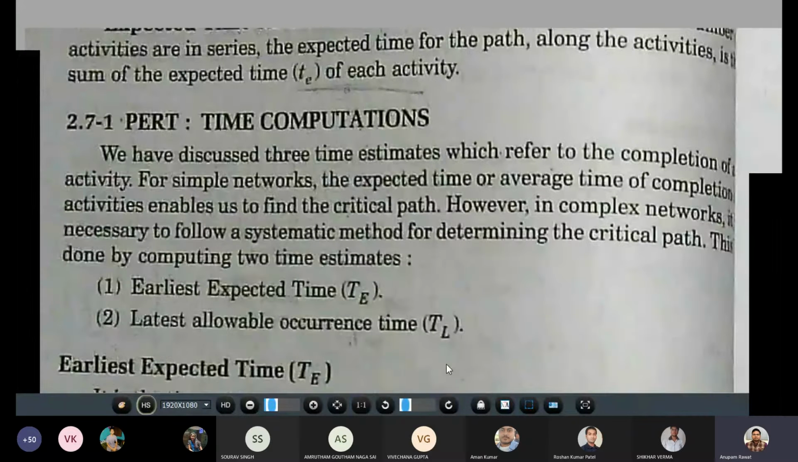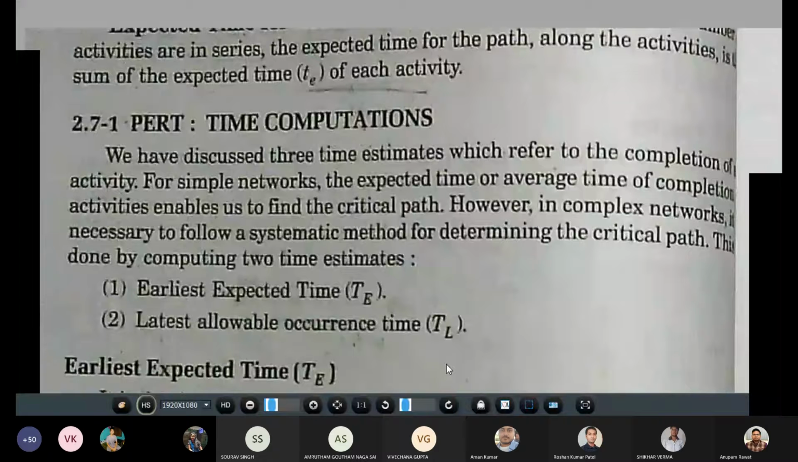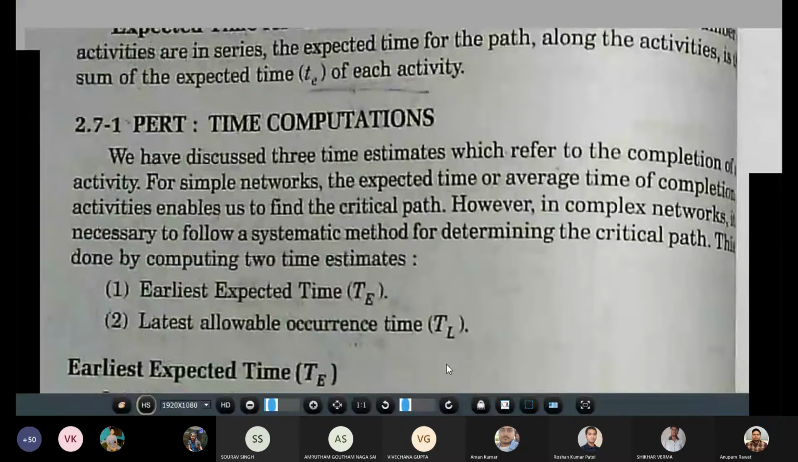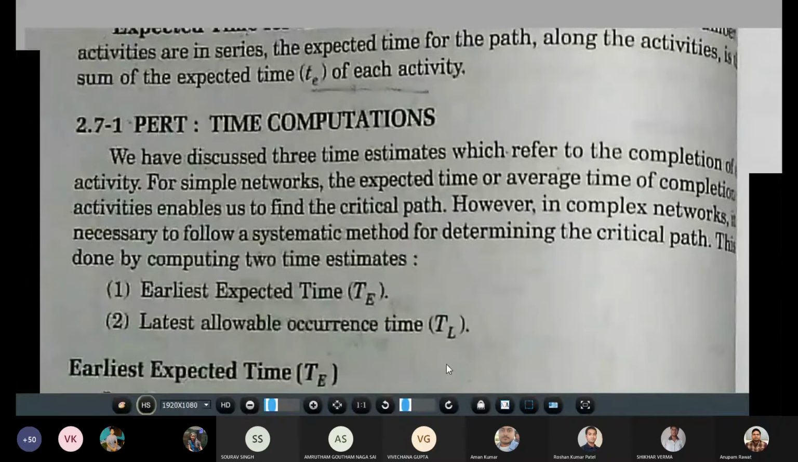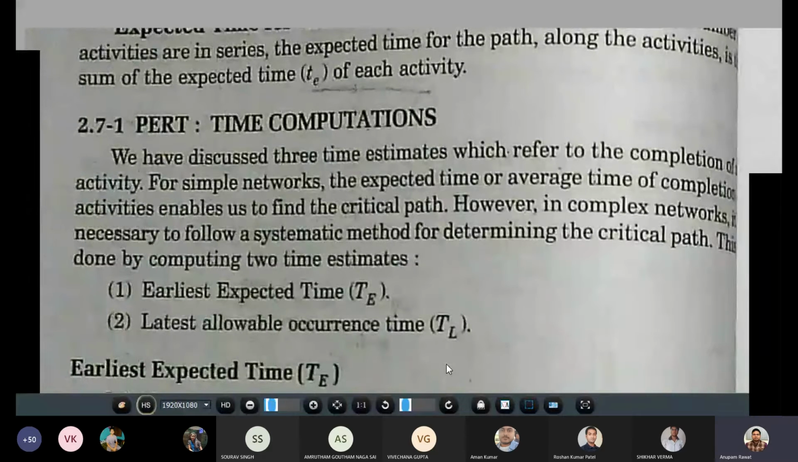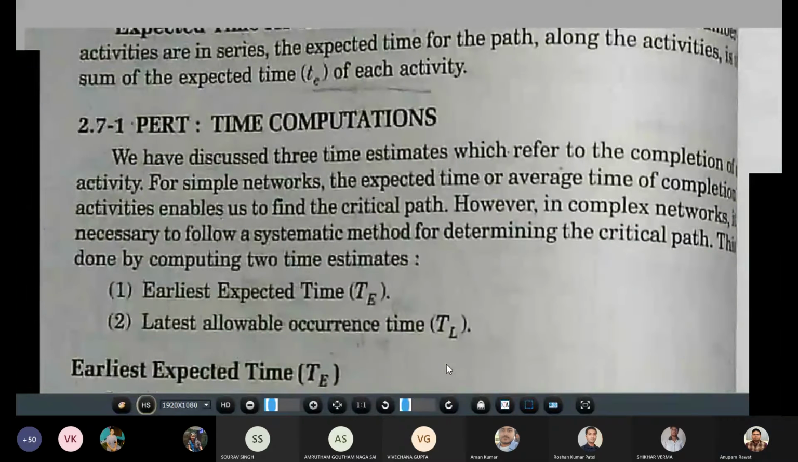So in the time calculation in PERT, there are two types of computation of time: earliest expected time and latest allowable time. Earliest expected time is known as TE, and latest allowable occurrence time is known as TL. So let us see the earliest expected time.